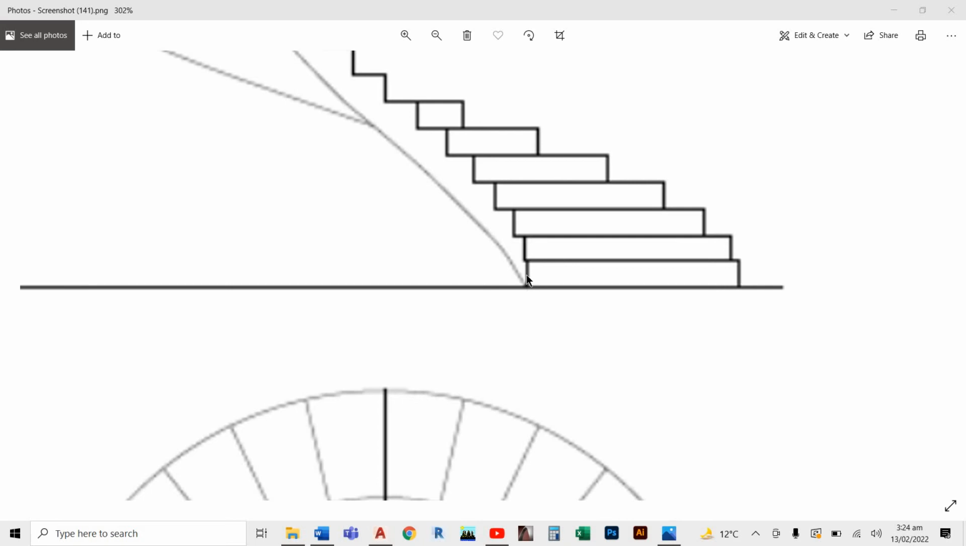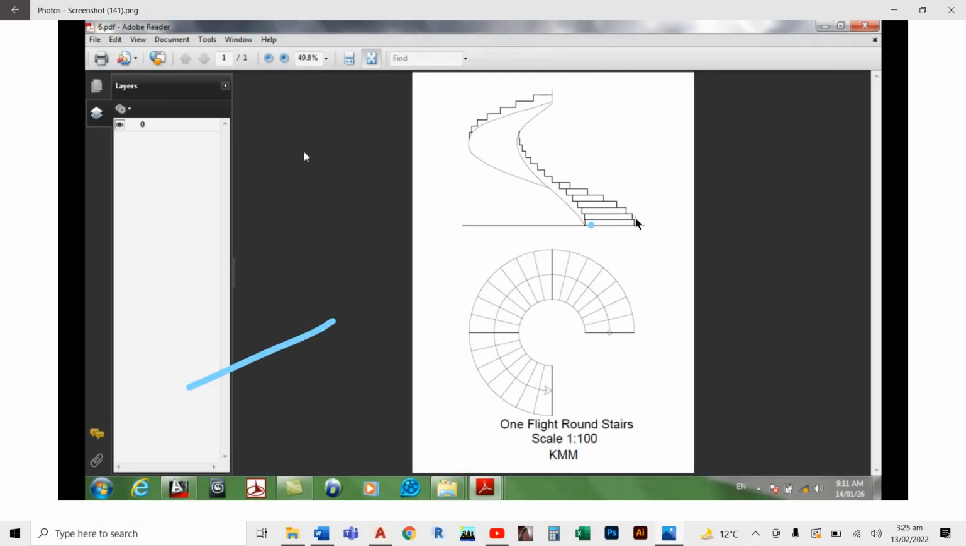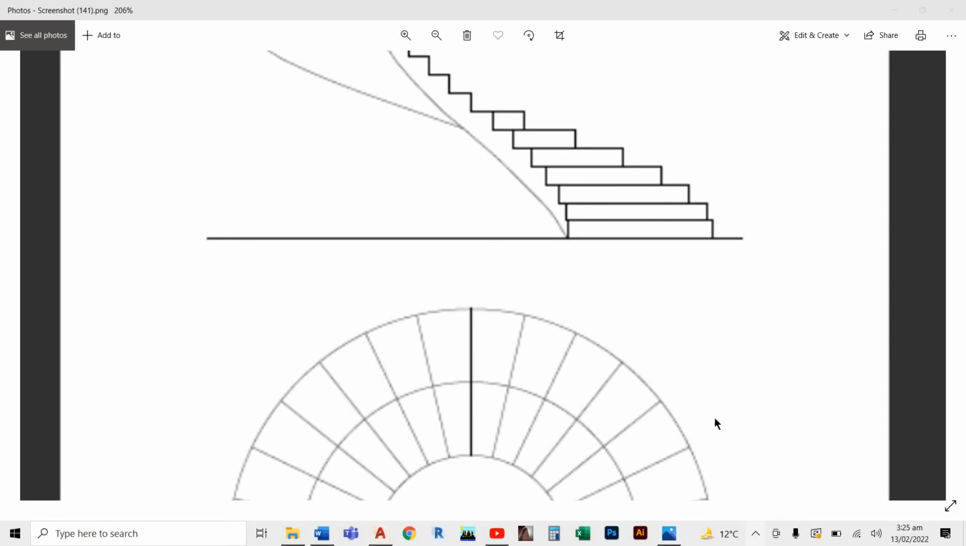this distance is actually called the riser, and this direction is actually called the run. If you see, this direction is called the riser. Okay, riser. And this direction is called the run. Okay, this is called riser and this is called run.